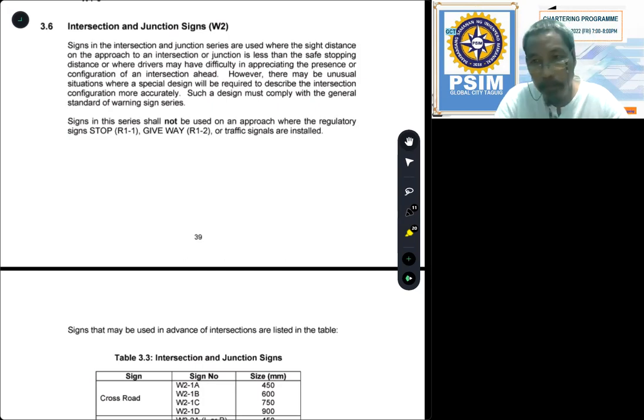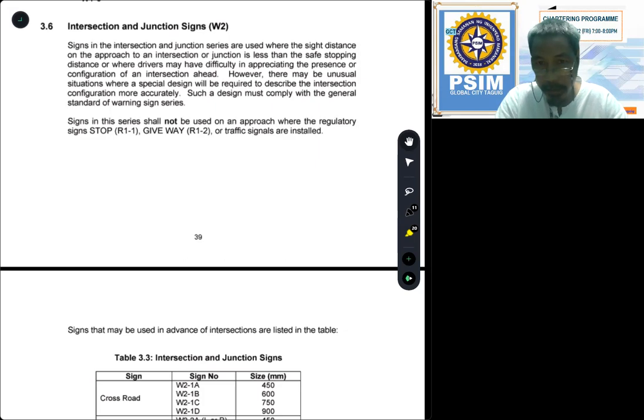Okay. So technical terms again, we frequently use the word sight distance, and now we have safe stopping distance. So these are the design parameters in road or highway design.